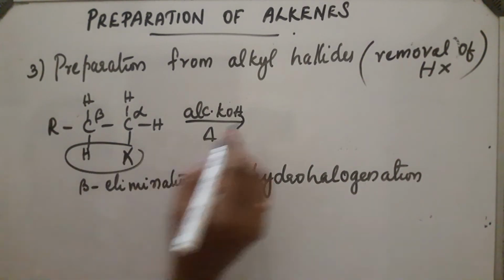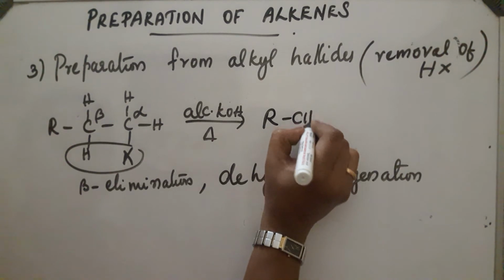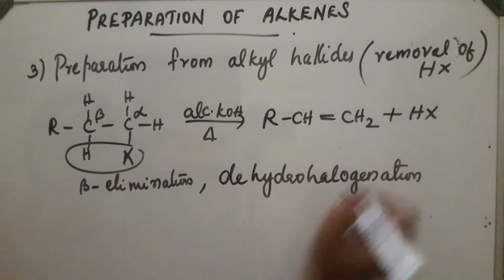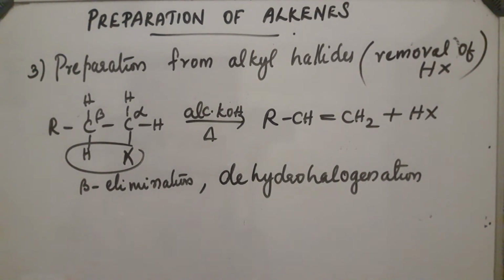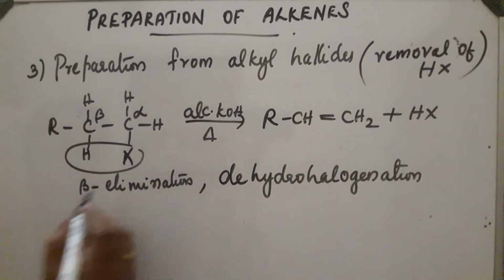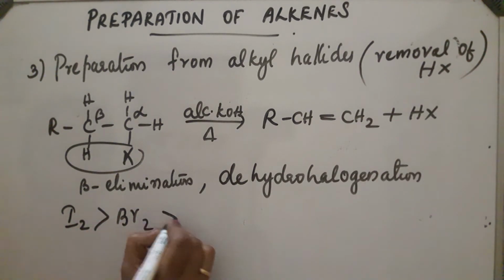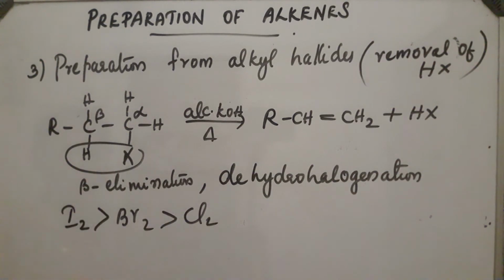So HX is removed and we get RCH double bond CH2, plus HX. This is the reaction. Now what will be the reactivity order of these reactions? Reactivity order according to the halogens: I2 is more reactive than Br2 and Cl2. So if I is attached here, that reaction will be easier than with Br, than with Cl.